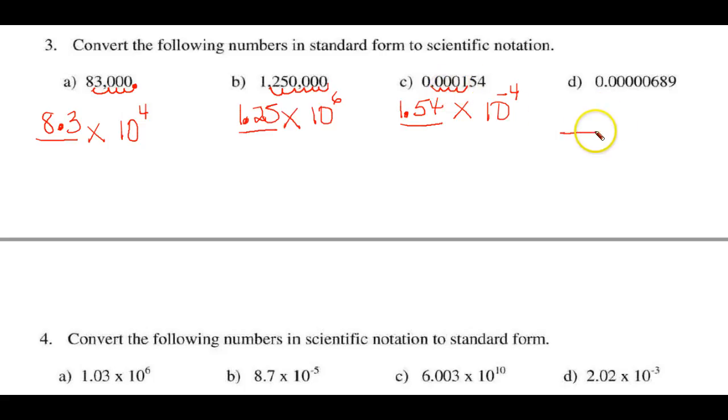All right, same thing here. A number between 1 and 10, and then some power of 10 is going to be negative. Just have to keep track here. Let's see. 1, 2, 3, 4, 5, 6. Negative 6.